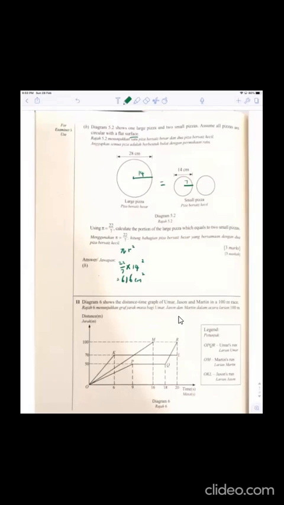Okay, let's calculate the small one. The small one is 22/7 times 7 square. So you get 154 cm square. So that means two small pizzas you need to times 2. So 308 cm square.